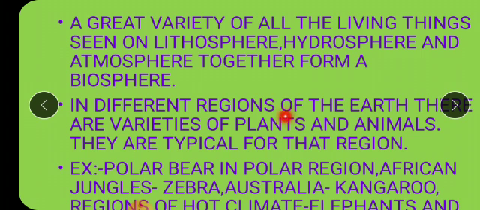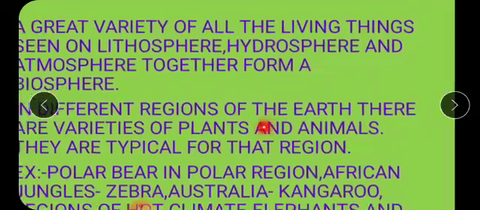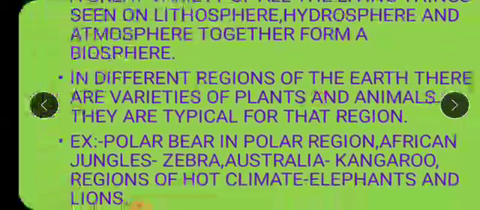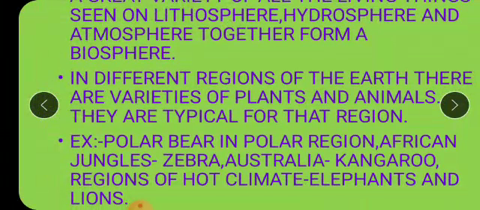In different regions of the earth, there are varieties of plants and animals. They are typical for that region, children. Typical, they are specific to that region. Now, what is the meaning of this specific? For example, the polar bear you will see only in the polar region. So this particular animal is specific to this region, typical of this region.